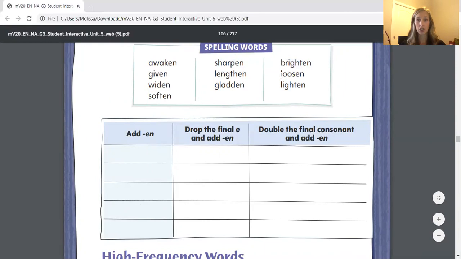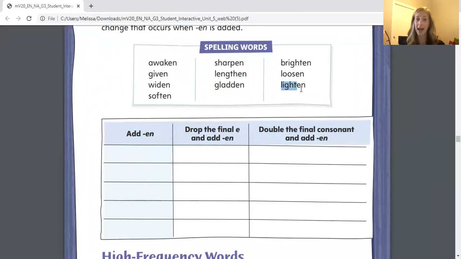I have the word loosen. Loose. All I had to do was drop the E and add EN. That should go in your second column. And then I have my last word, lighten. L-I-G-H-T, light is my root word. I add EN. That should go in my first column.